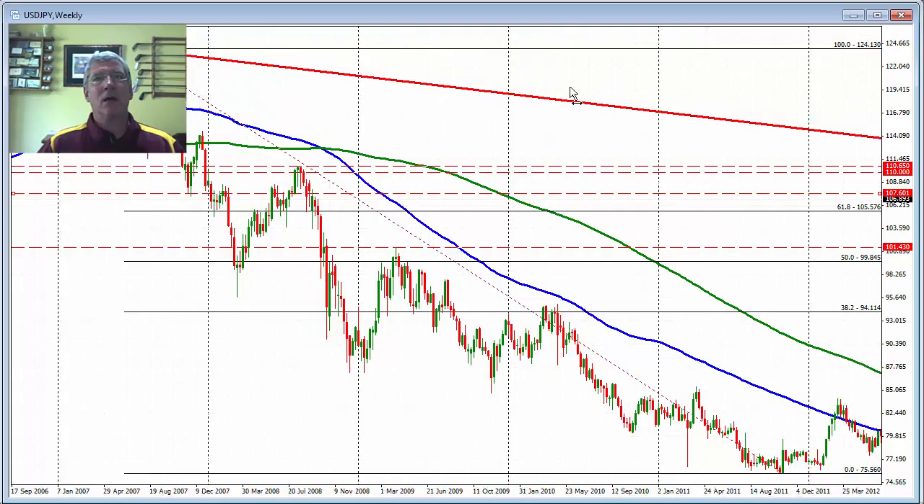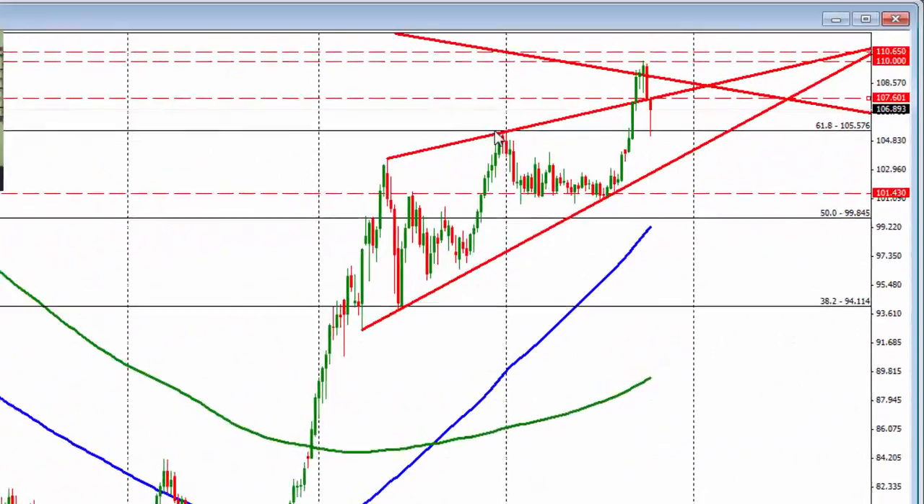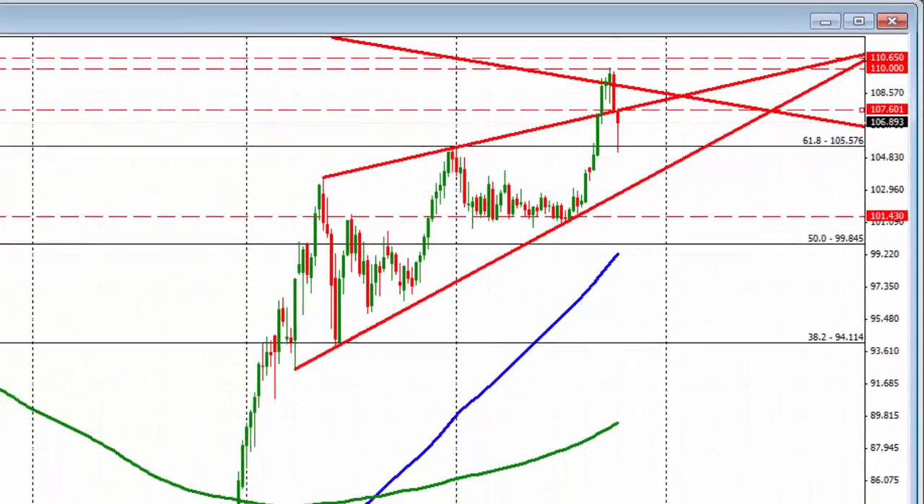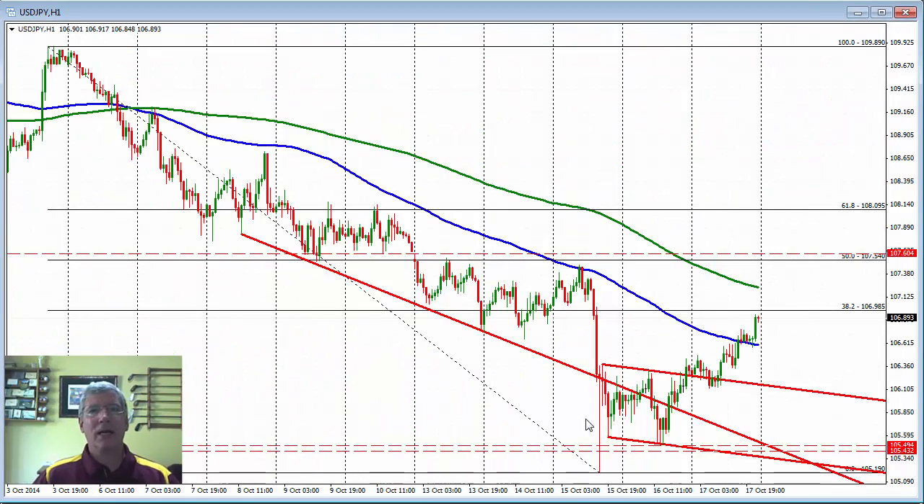to the downside. But more importantly, we went below the high price from January 2nd, 2014. That was the high price for the year until we broke above in September. And that high price came in at the 105.43 level, 105.43. We broke below that level and it looked pretty bearish on that break, or we should have moved lower. But what exactly happened?